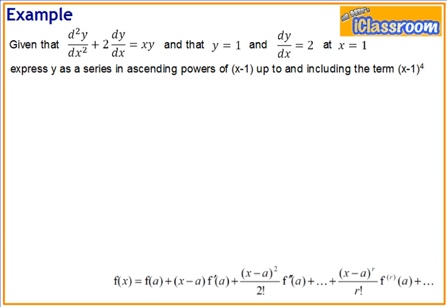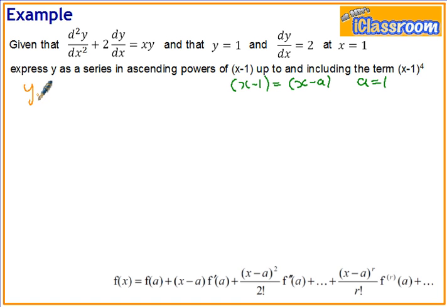In this question I'm given a new differential equation and told that y is 1 and dy by dx is 2 at the point where x is 1. This time I want to find a series in ascending powers of x minus 1, up to and including the term in x minus 1 to the power of 4. Because I'm looking for a power series in x minus 1, I want to use this formulation of the Taylor series, where my x minus 1 is equal to their x minus a, which tells me that my a value is 1. So I'm going to be evaluating all of my functions at 1. Let's start with that.